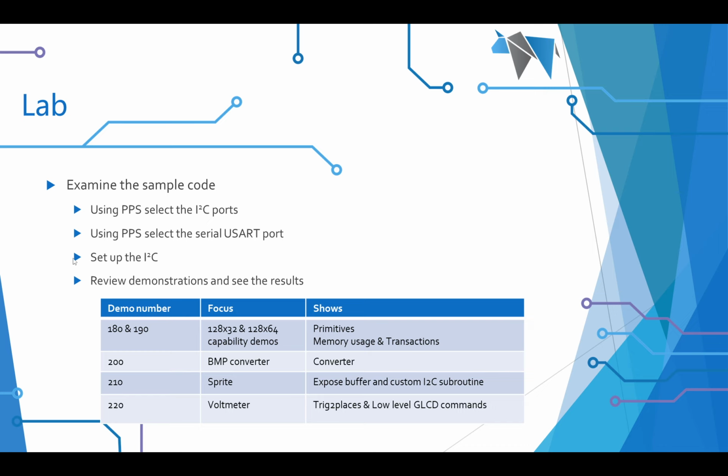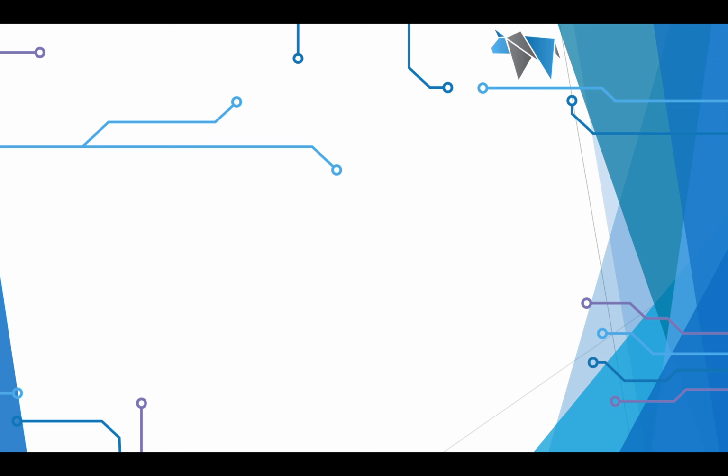So I'm going to do that once, and then I'm going to show you 5 videos. I'm going to rerun the one that was from 170. I'm going to show you 2 that show the capability, like the primitives of using GLCD. And then we're going to do a BMP conversion. 210 will show you a sprite, and then a voltmeter. Quite a lot, but here goes.